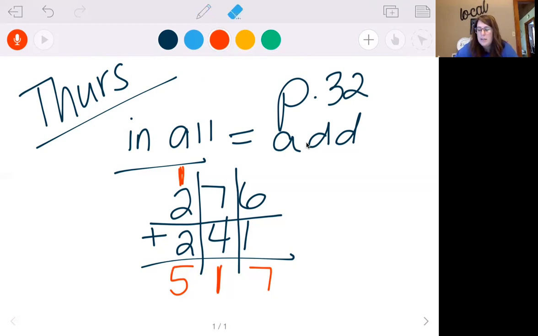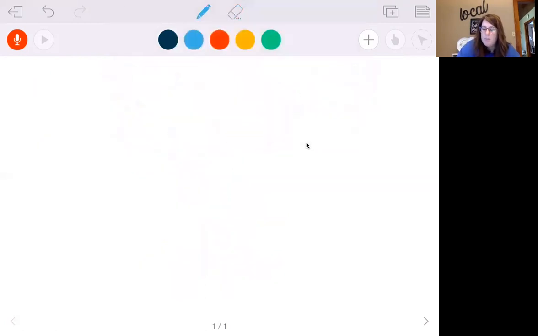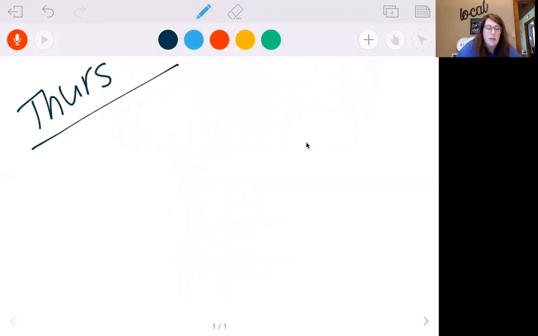Okay, so let's practice some more of those. And you may know how to do this already. This is only going to regroup one time, so you only have one number to carry.